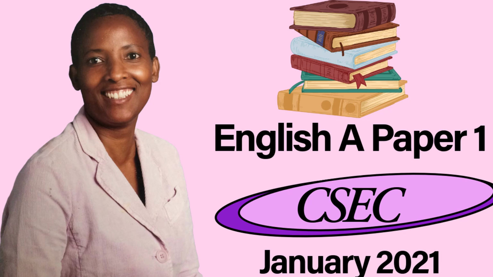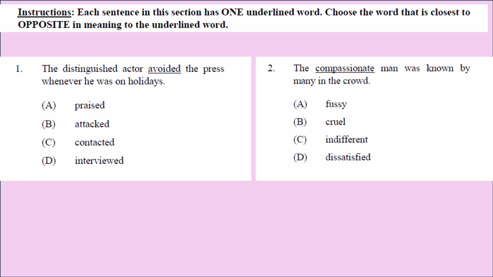In this session, we'll be walking through the January 2021 Paper 1. Each sentence in this section has one underlined word. Choose the word that is closest to opposite in meaning to the underlined word. Number 1. The distinguished actor avoided the press whenever he was on holidays. The opposite of avoided is contacted.